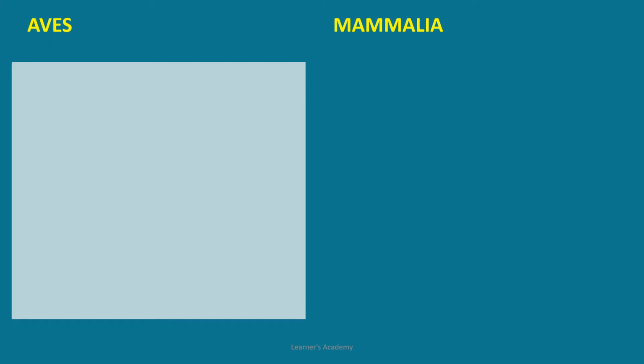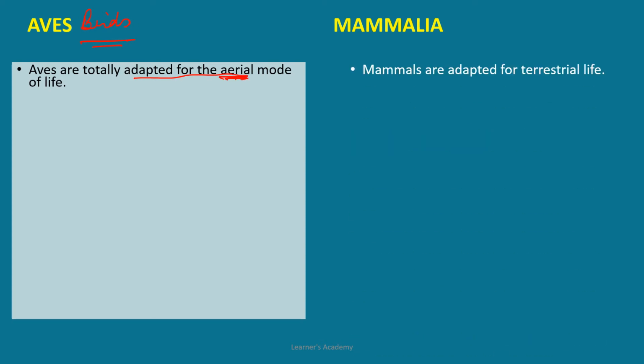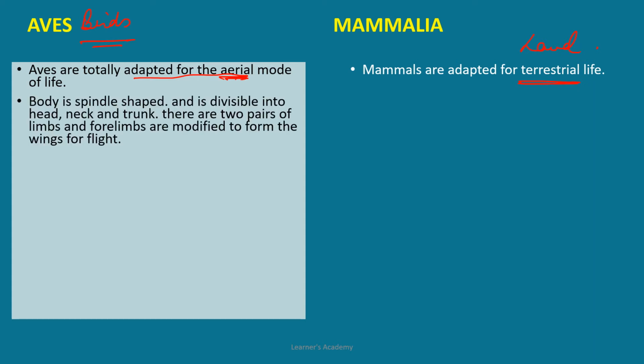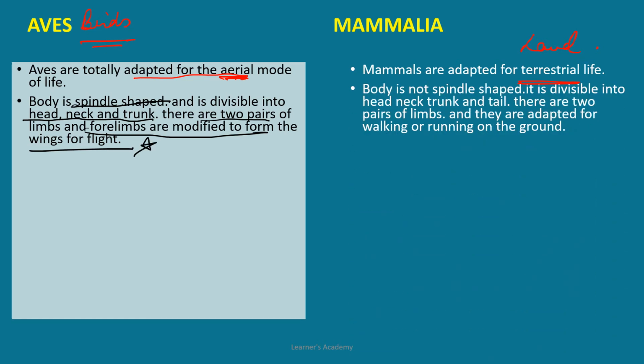The difference between Aves and Mammalia. Aves are birds and mammals are most of the animals. Aves are totally adapted for aerial mode of life. That means they can fly. Mammals are adapted for terrestrial life. That means they can live very well on land. In Aves, the body is spindle shaped and is divisible into head, neck and trunk. There are two pairs of limbs. Forelimbs are modified to form the wings for flight. The birds have wings, which are actually their forelimbs.